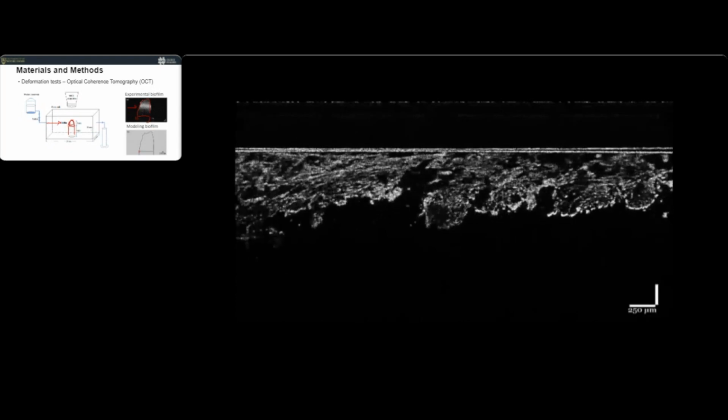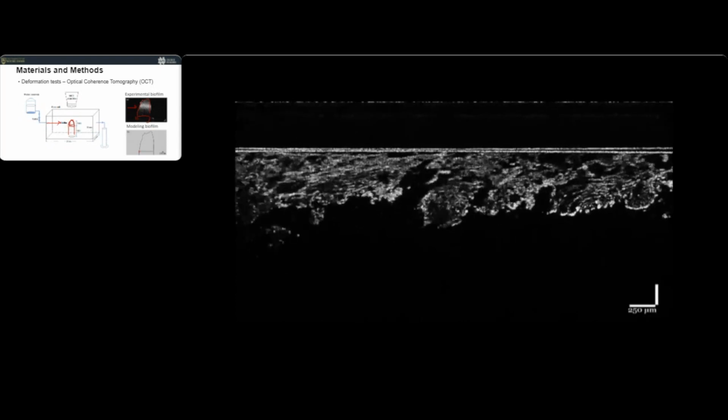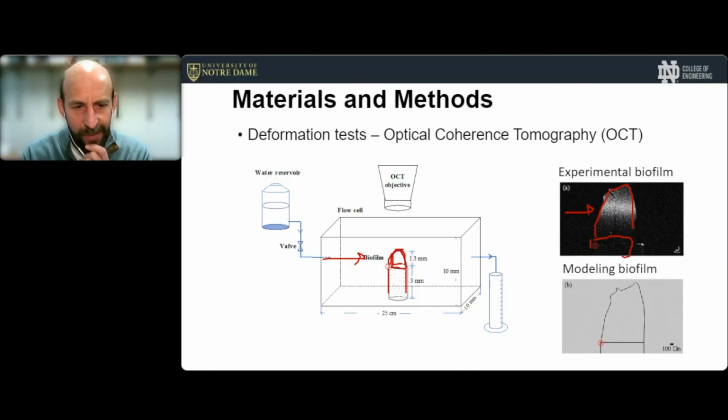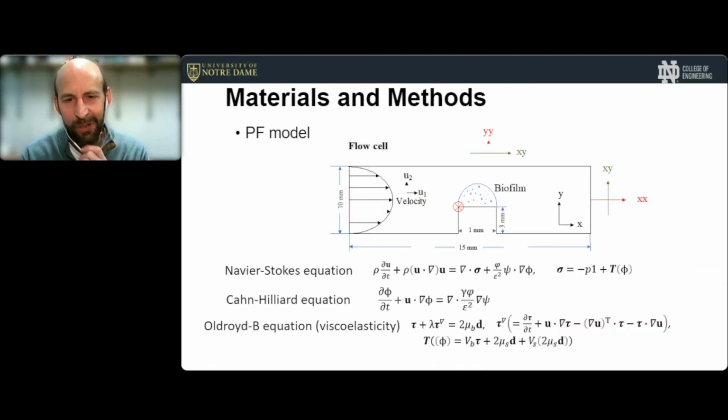Oh, I'm sorry. I think I'm showing you the wrong movie there. Let me show you a couple of things first. So this is actually the setup and the modeling we used.